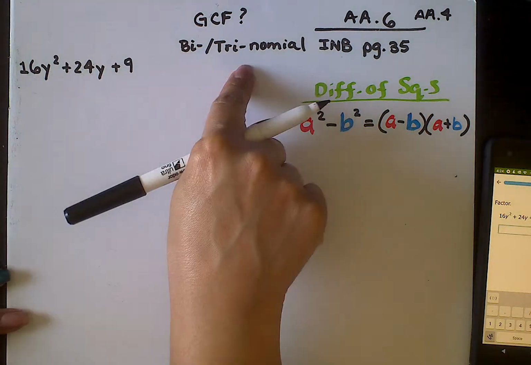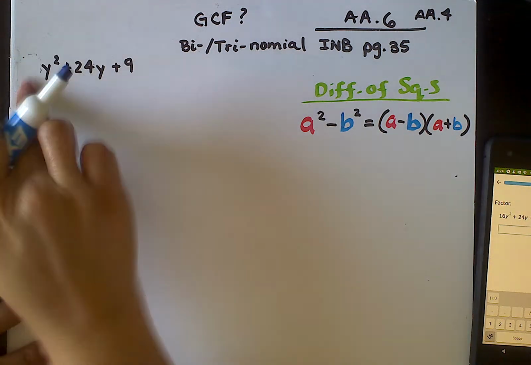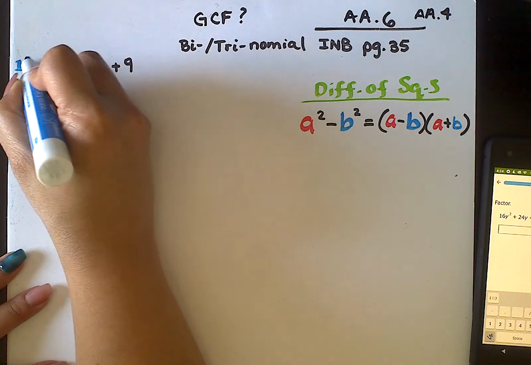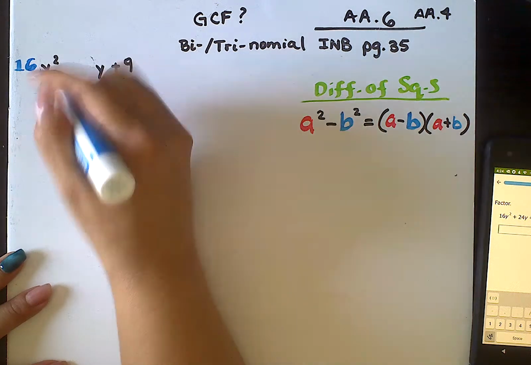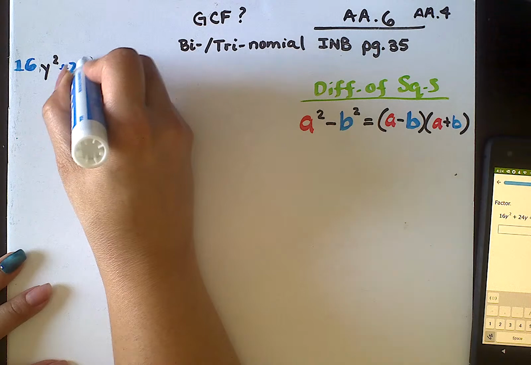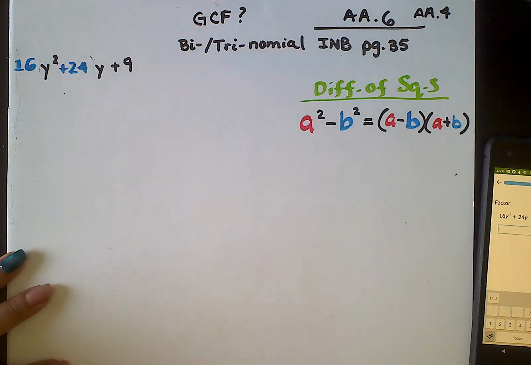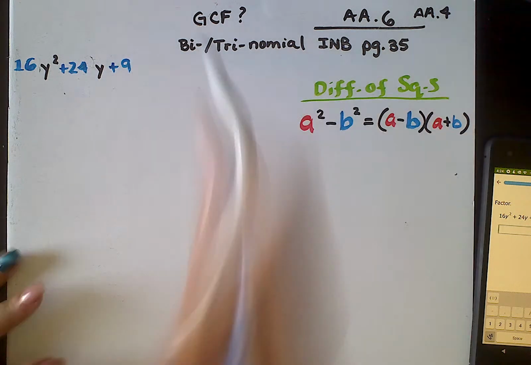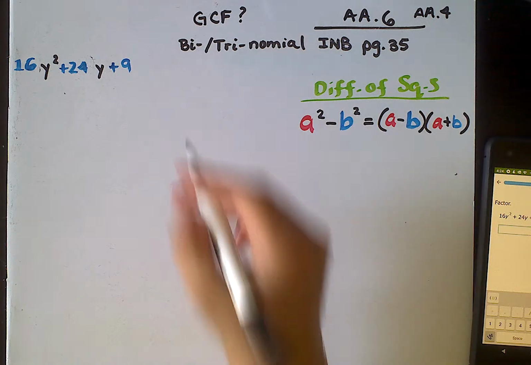Now, we do have a trinomial. So we have to recognize that A is 16. B is positive 24. And C is positive 9.